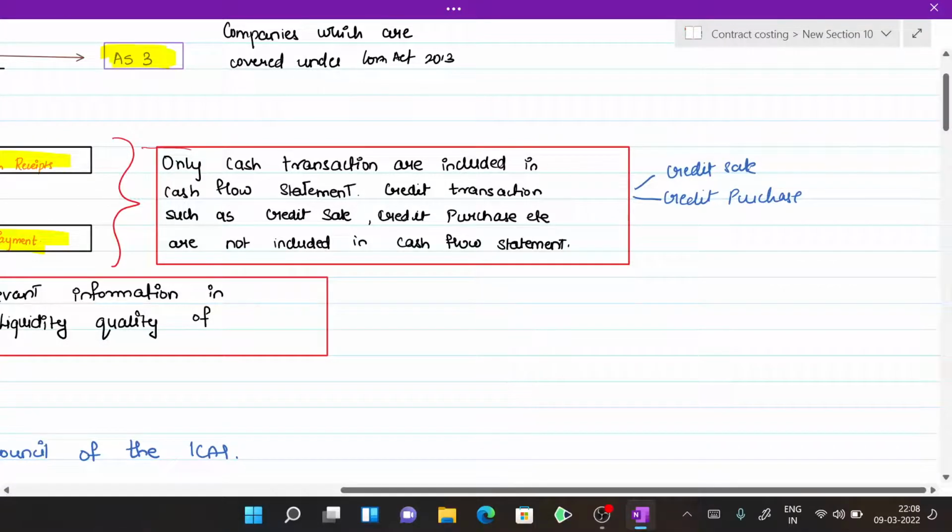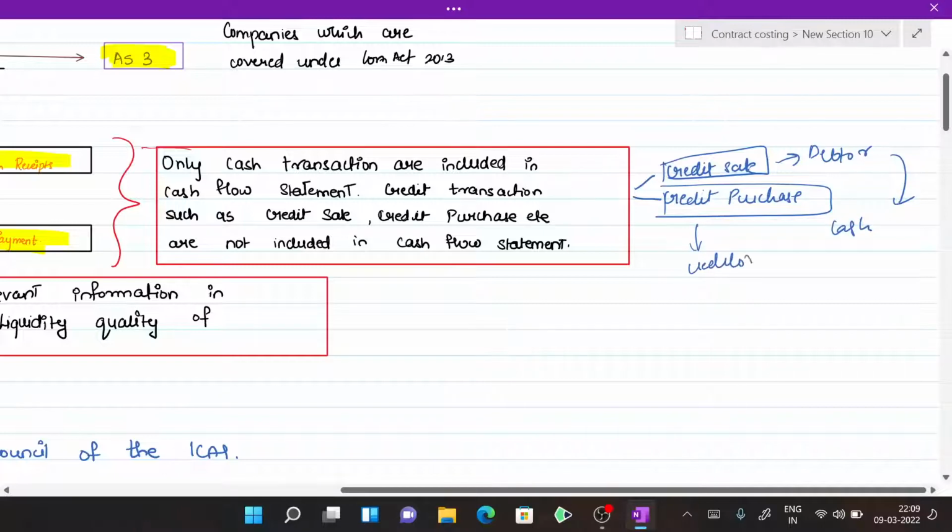But when we receive money from our debtors, and we receive the cash from our debtors, that will be included in our cash flow statement. Or when we make payments to the creditors, that will also be included in our cash flow statement, right? Very simple, because there is an inflow and outflow of cash here. There is an inflow in cash and there is an outflow here. When we pay to the creditors, there is an outflow of cash.